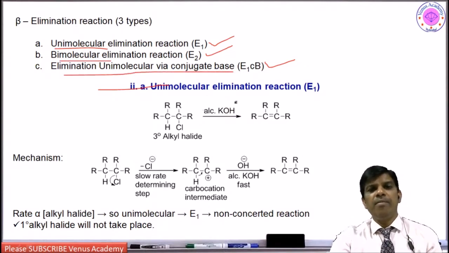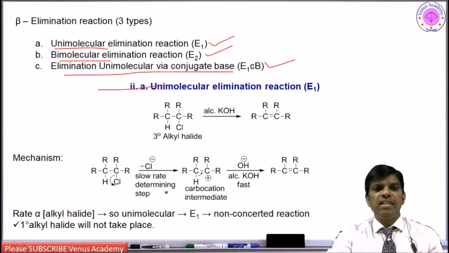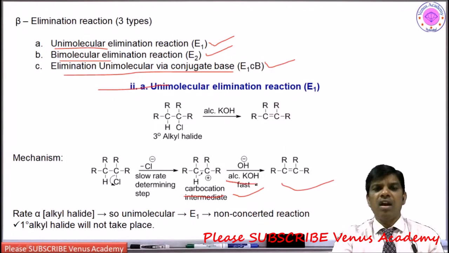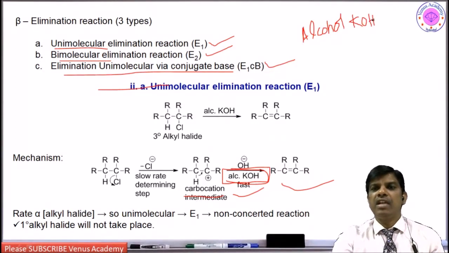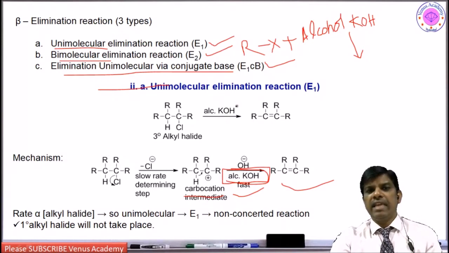What is happening in unimolecular elimination? In the slow step, it loses halogen first to give a carbocation intermediate. This carbocation intermediate then loses hydrogen to give alkene. This is alcoholic KOH. Dear students, please note down: whenever you see alkyl halide with alcoholic KOH, elimination takes place to give alkene.